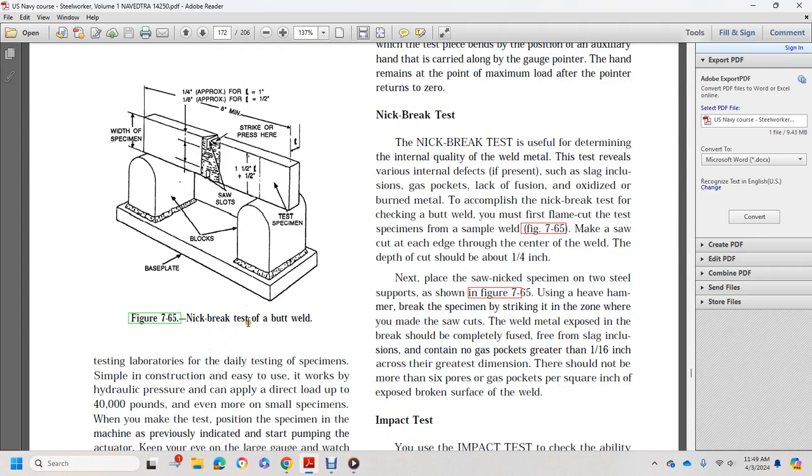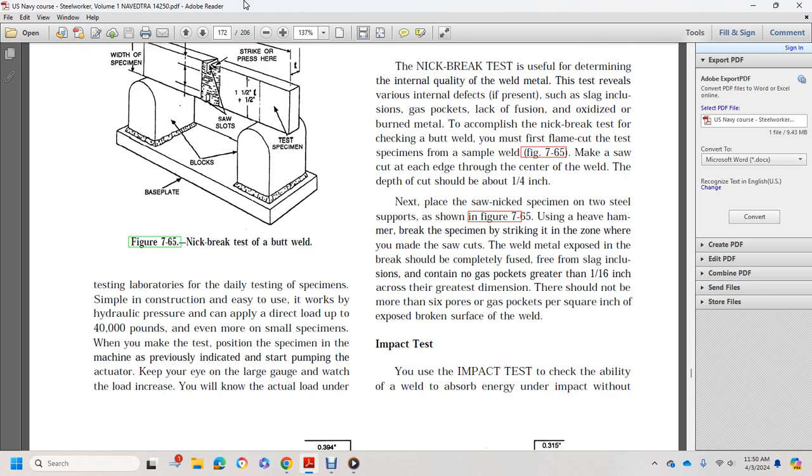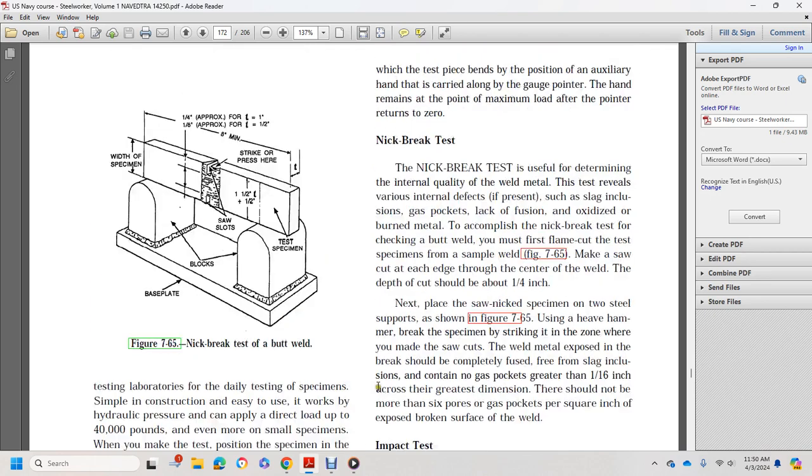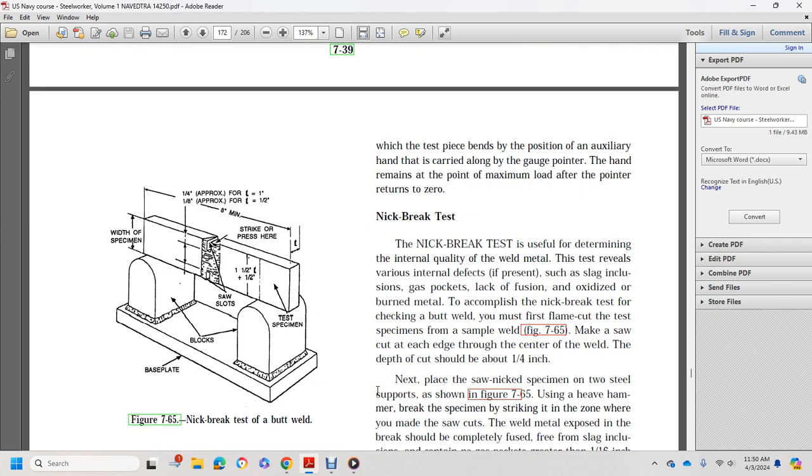Figure 7-65, nick break test on butt weld, with weld blocks, specimen, and the test specimen strikes here, press here. Testing laboratory daily testing specimen, simple construction, easy to use. The hydraulic pressure can apply a direct load up to 40,000 pounds, even for the smaller specimens. Make the test by positioning the specimen in the machine. Previously indicate the starting pump of the actuator. Keep your eyes on the large gauge. Watch the load increase. You know the actual load as the test piece bends in position.